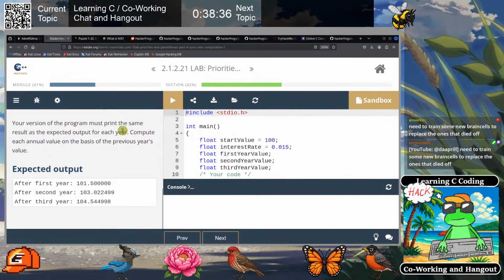Complete the program in the editor, complete the accrued amount of money, starting with the starting value of 100 and an annual interest rate of 1.5. Your version of the program must print the same result as the expected output for each year. Compute each annual value on the basis of the previous year's value. After first year, after second year, after third year.